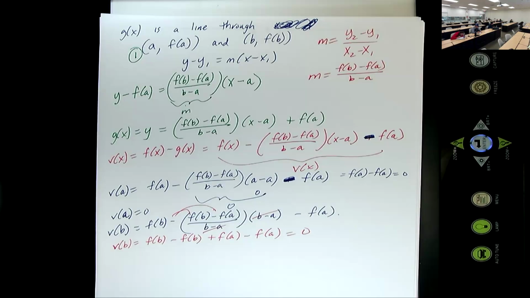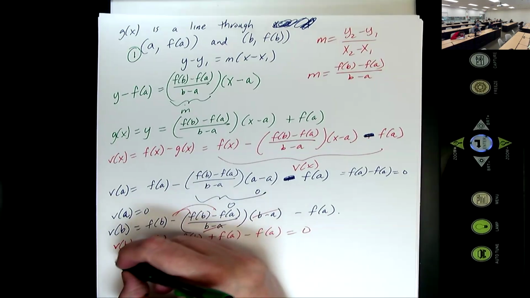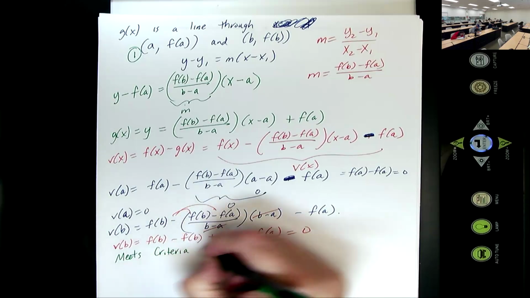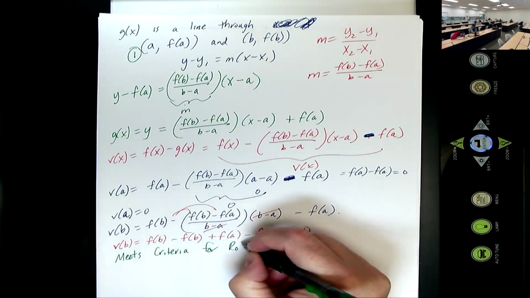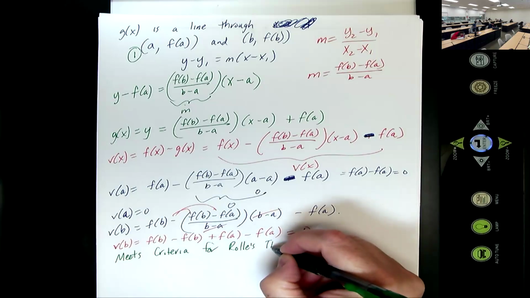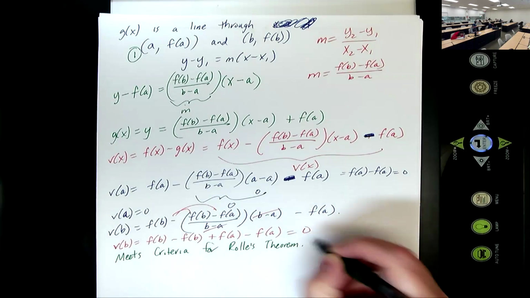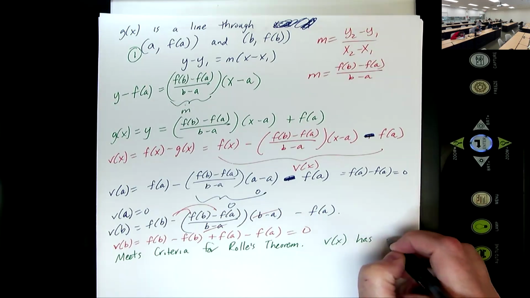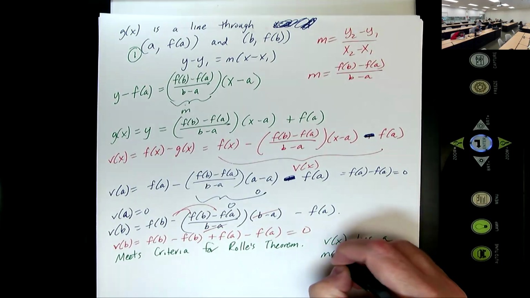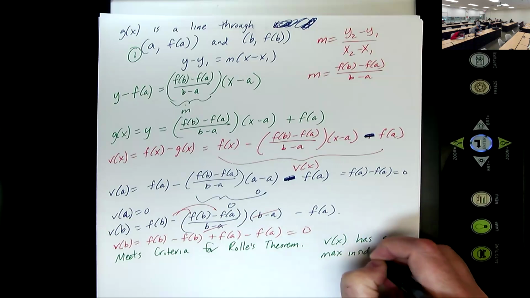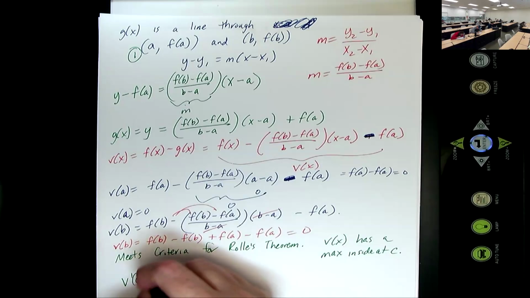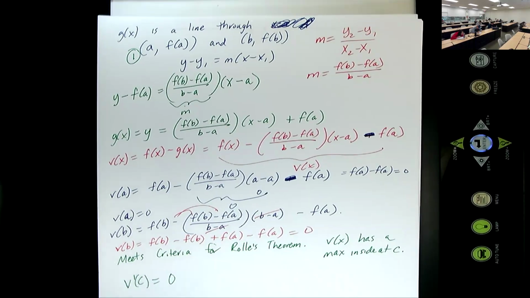So this meets the criteria for Rolle's theorem. Which means b of x has a max inside at c, and b prime of c has to equal 0.